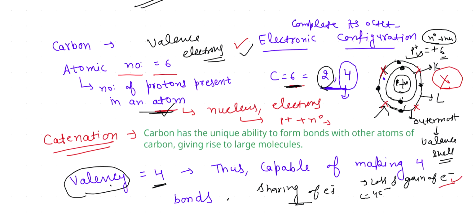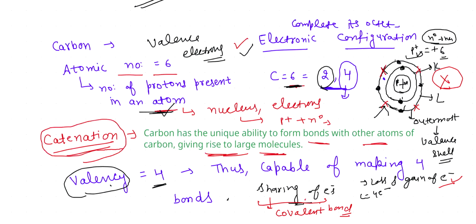So what is possible is only the sharing of electrons. Carbon forms bonds with other atoms by sharing of electrons, and when electrons are shared, that bond is known as a covalent bond. As carbon has the tendency to form bonds with other atoms to make large molecules, this property is known as catenation. This is the particular term used when atoms combine with other atoms and form large molecules.